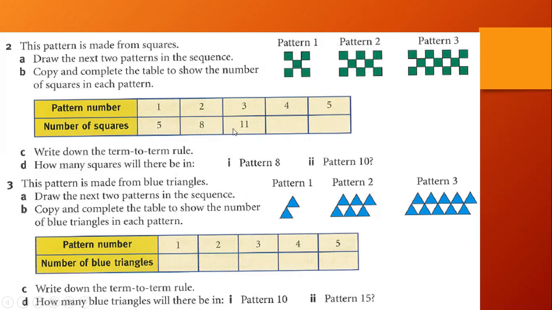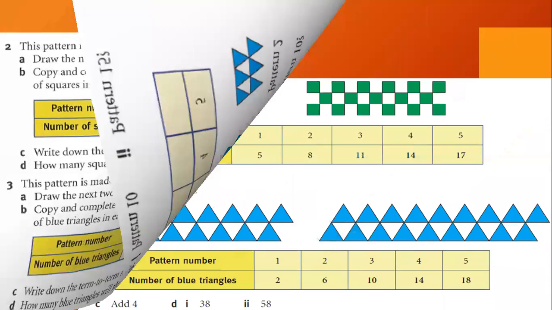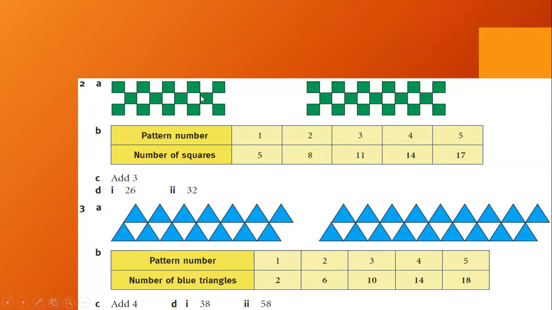So here is 11. 11 plus 3 is 14. Next is 14 plus 3, 17. Same like that, your next two patterns you can draw. So here are the pictures. Now he is adding three more to 11, so that is 14, and here he adds three more, that is equal to 17. Next step, you can complete your table. Here you write 14 and here you write 17.